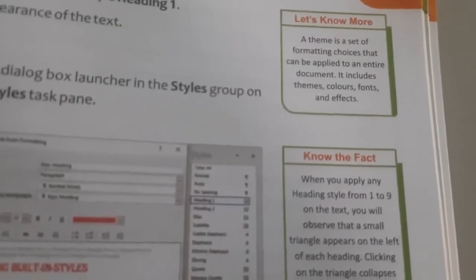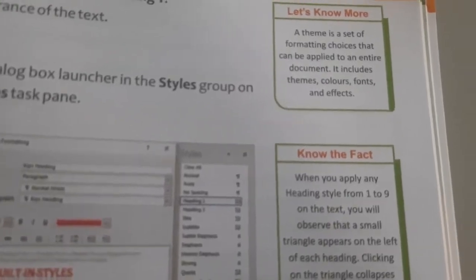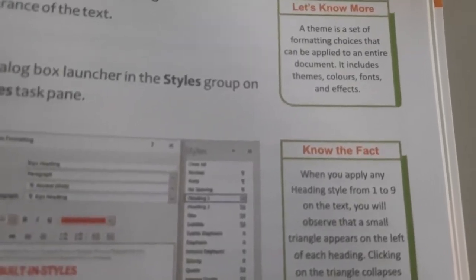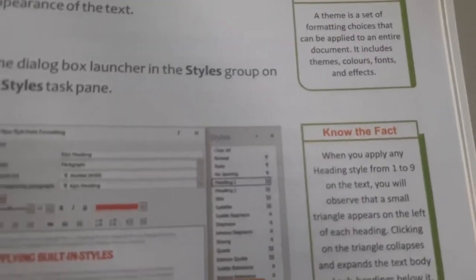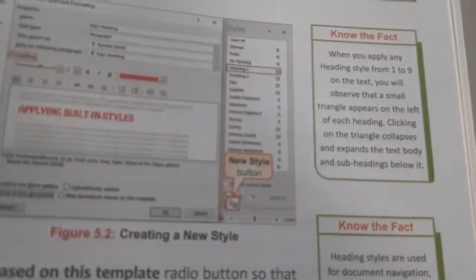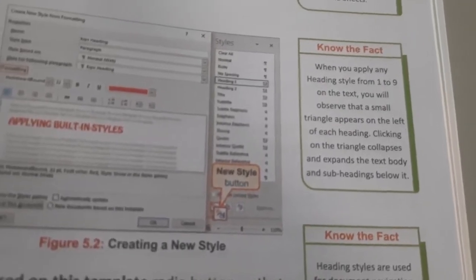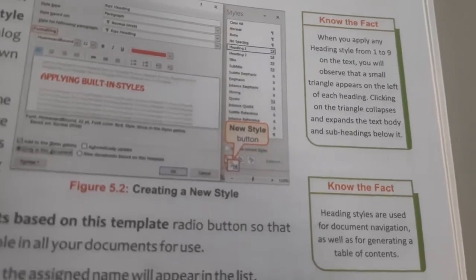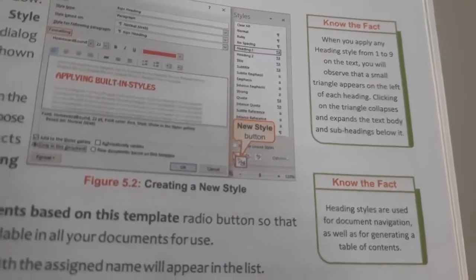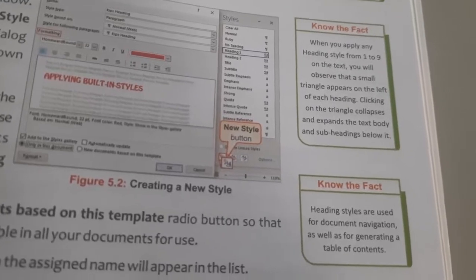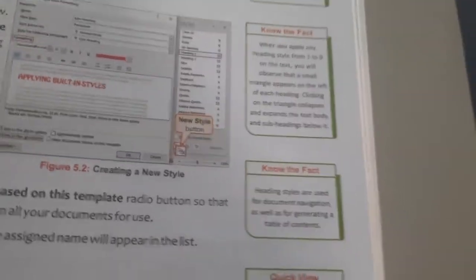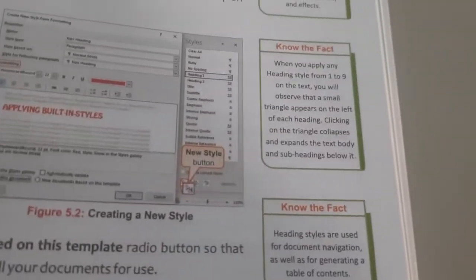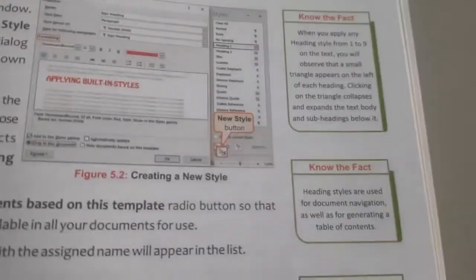Okay, so let's know more. A theme. What is a theme? It is a set of formatting choices that can be applied to the entire document. It includes theme colors, fonts and effects, etc. Okay, know the more fact. When you apply any heading style from 1 to 9 on the text, you will observe that a small triangle appears on the left of each heading. Clicking on this triangle collapses and expands the text body. Collapse means shrink, and expand means to extend or increase something.